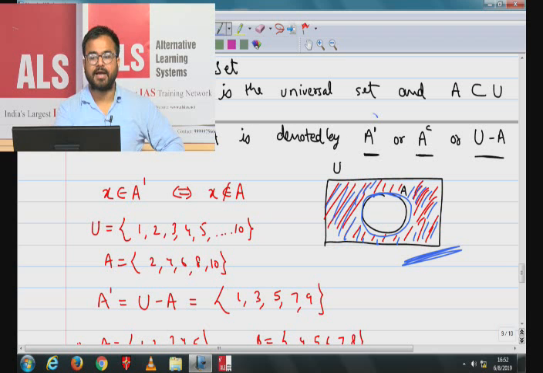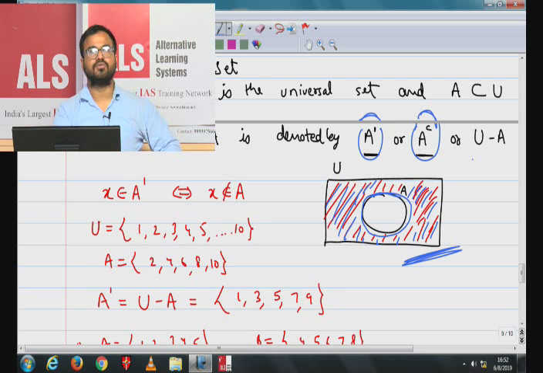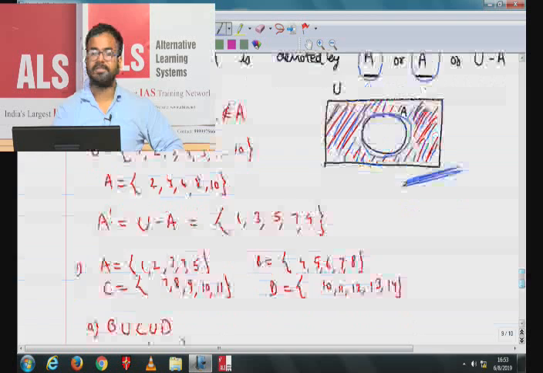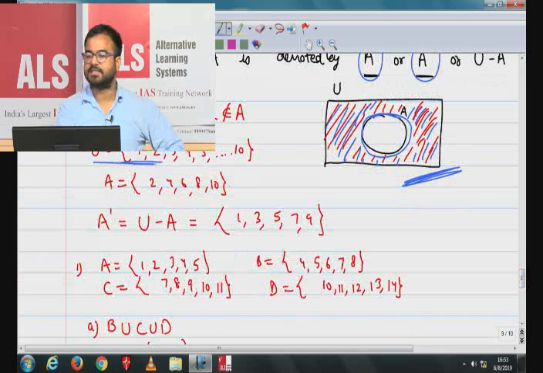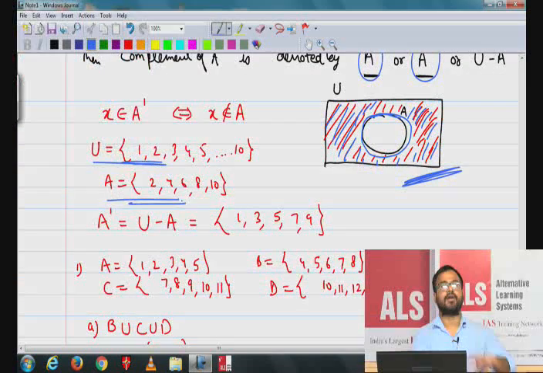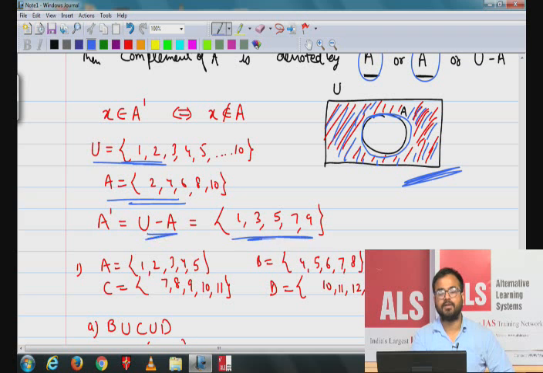And it is denoted by either A dash or A power C or U minus A. That is known as the complement. Getting it? So like the example you can see, if this is the universal set and A is the set, if I ask you what is the complement of this set, so just subtract this set A from the universal set, the remainder will be the complement.